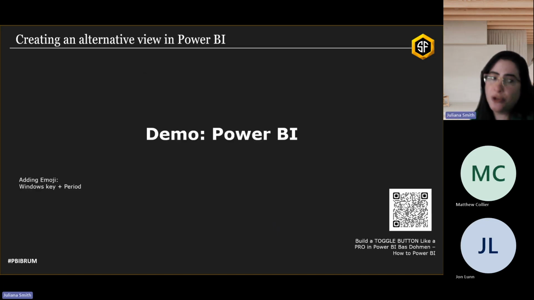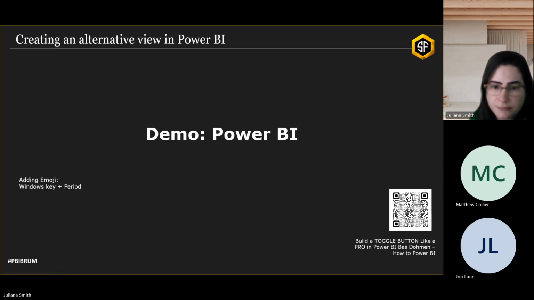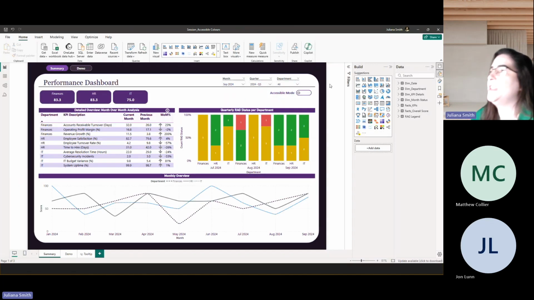And now I'm going to show you a method that I actually implemented just over a year ago for a client, where I created an alternative view, and I added a toggle button so the user could toggle between the standard view that would use the usual RAG colors, and another view that would not have RAG colors, or the color combinations would be accessible. So here's just an example.